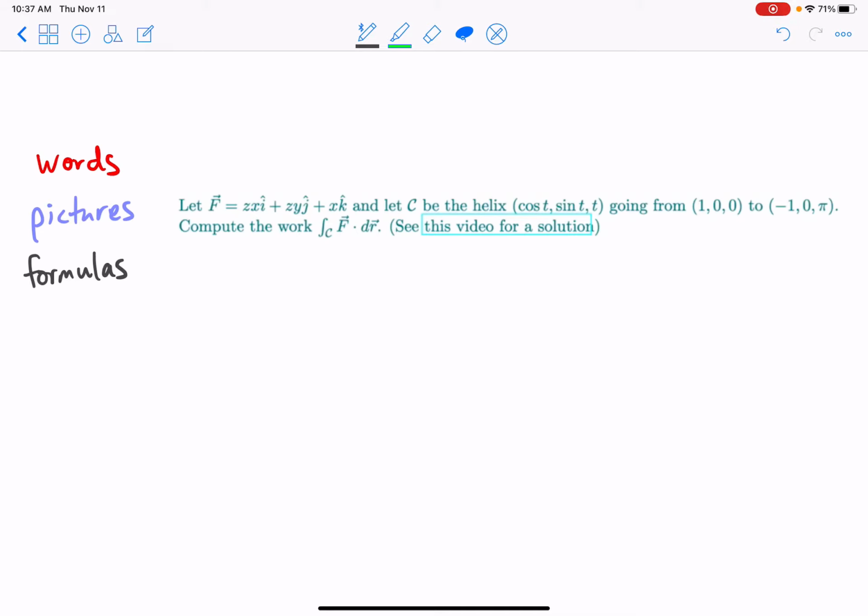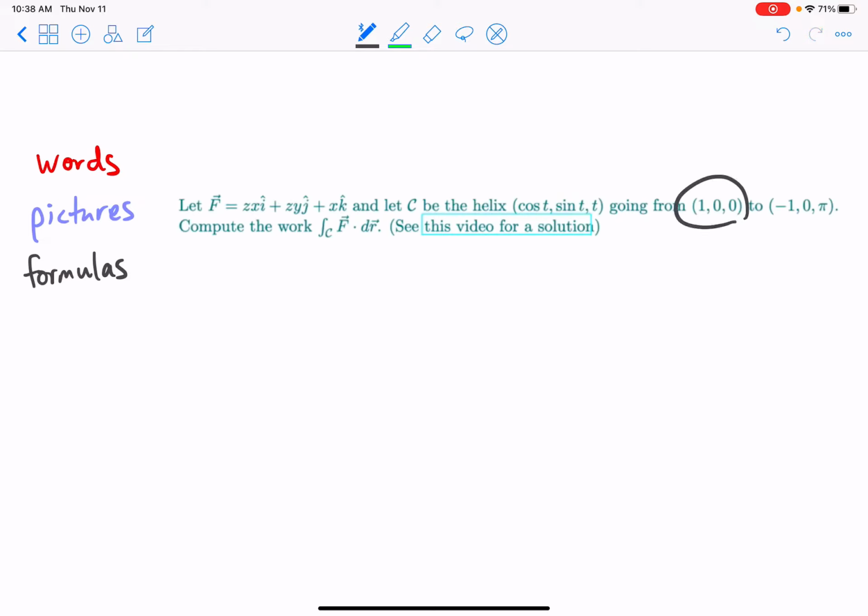Okay, hello everybody. So here we have a vector field, and we have a curve, which is a helix, sort of wrapping around as it goes up. And it's just going from one point to another point. So first let's just make sure we understand this notation.